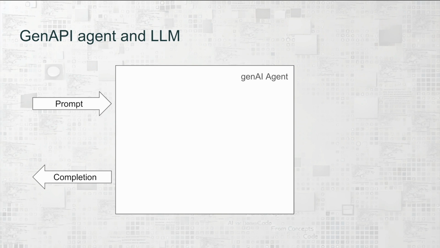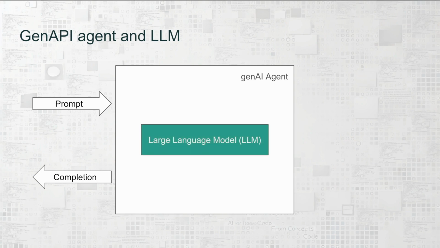But how does this Gen AI agent actually generate those responses? This is where things get more interesting. You have probably heard the term LLM or large language model. That's the core of our AI, the engine driving how it processes the prompt and generates the completion. The LLM is what powers the Gen AI agent's ability to understand and create human-like responses.